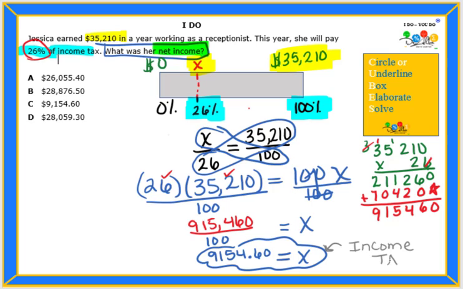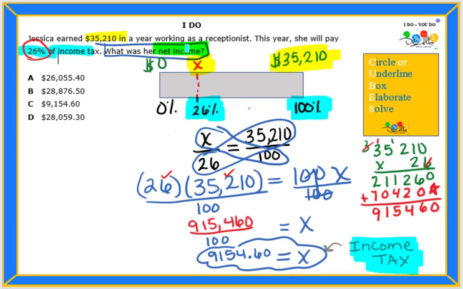So let's go back and read the question. This is our income tax. But the question says, what was her net income? So we don't want her income tax, but we do need it. So now we need to find the net income. Do you recall how we find net income? That is correct. The net income is what's left after subtracting deductibles or things that are going to be subtracted from it. So in this case, we're going to subtract the income tax.